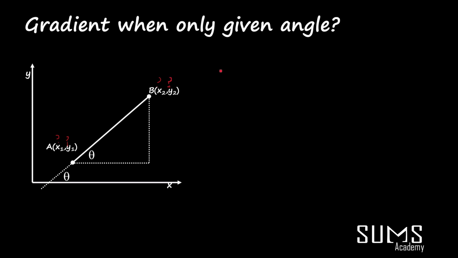Well, we could have a look at the gradient formula, which we usually use: m equals (y2 minus y1) over (x2 minus x1). Well, that's not much use because we don't have any information about the positions of x and y. So what other properties do we know about triangles? You could think back to trigonometry, and SOHCAHTOA: SOH, CAH, TOA.